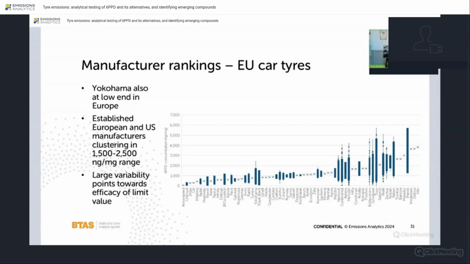What I would conclude from this is that it does appear to be a product level decision that is going on. And what it does mean is that Europe's approach to applying some sort of limit value may be a good approach, in that there are some very good ones, some with very low concentration, but others very high. And if only we can eliminate the very highest concentrations, we could bring about a significant reduction in total 6PPD release without having to ban 6PPD.